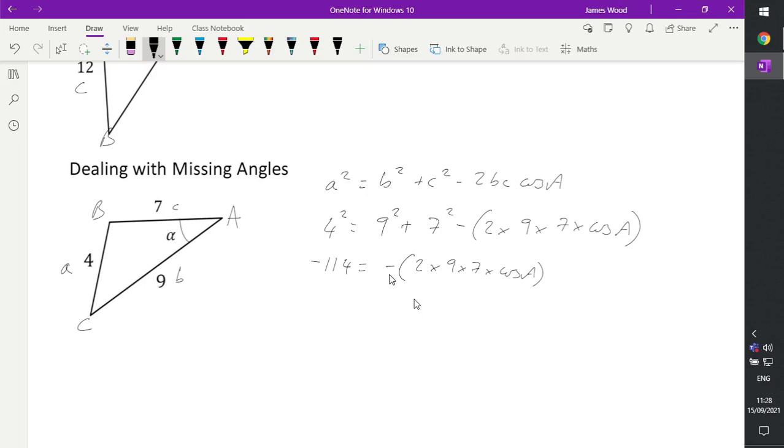I'm going to divide both sides by minus 1, and then I'm going to divide it by 2, divide it by 9, and divide it by 7. So that gives me 19 over 21 equals cos A. And then to find out what A is, we just need to do inverse cos of that. So you can do inverse cos of 19 over 21, which equals A. So that's 25.2 degrees.